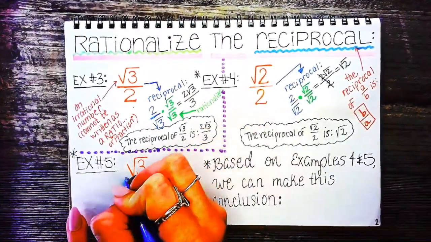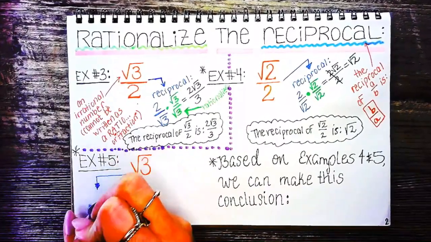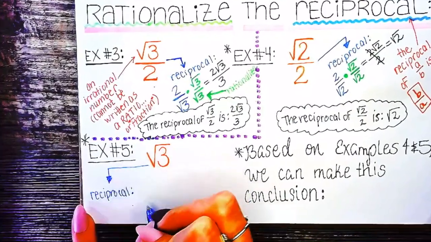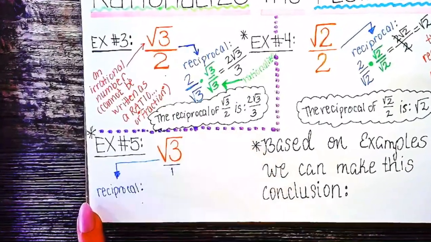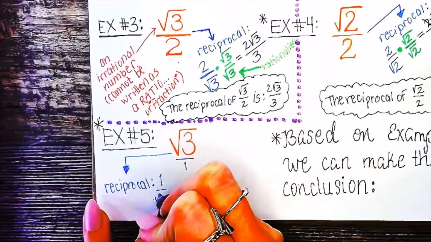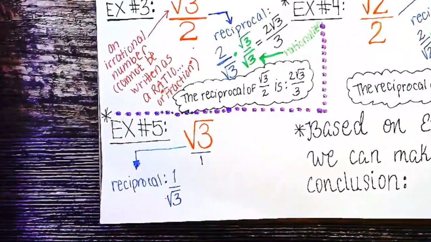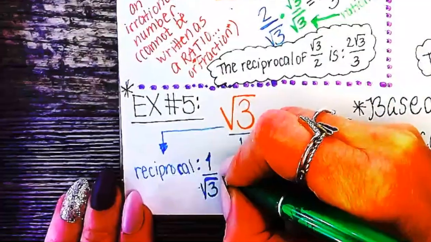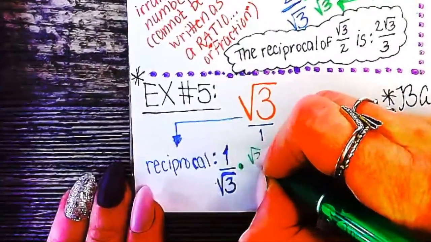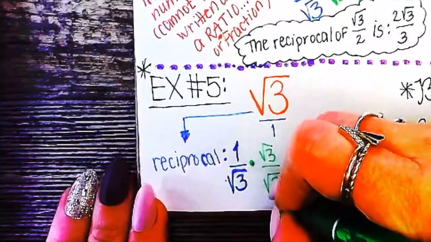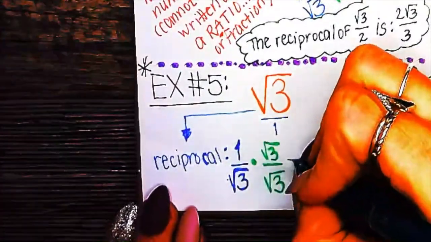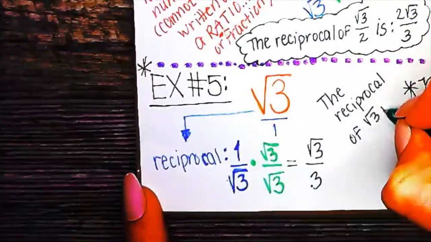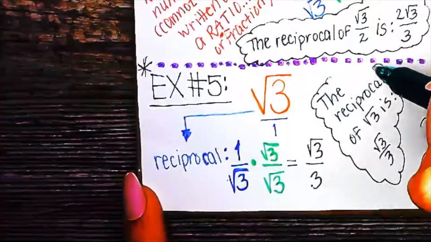Example 5, radical 3. Radical 3 is really over 1. In fact, any number without a written denominator is over 1. Radical 3 over 1, to find the reciprocal, would become 1 over radical 3. Again, we multiply the numerator and denominator by the square root of 3. 1 times the square root of 3 is square root of 3, and square root of 3 times square root of 3 is 3. Final answer, the rationalized reciprocal of radical 3 is radical 3 over 3.